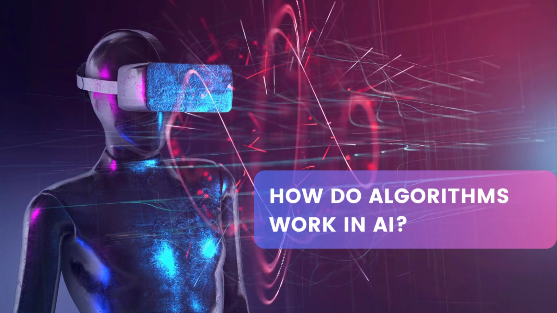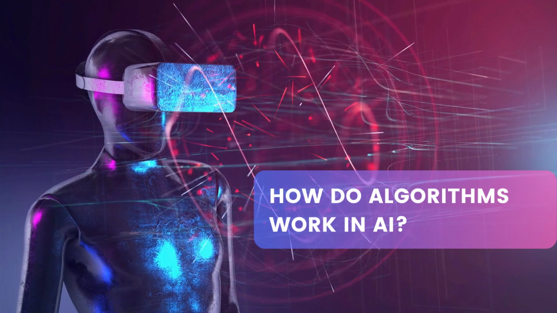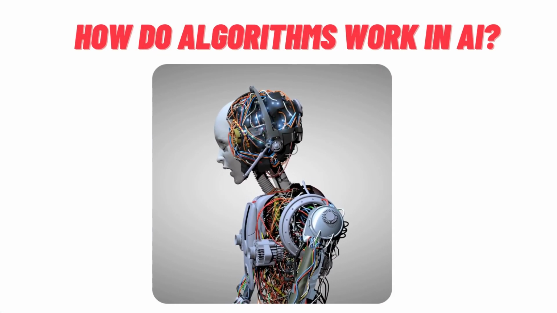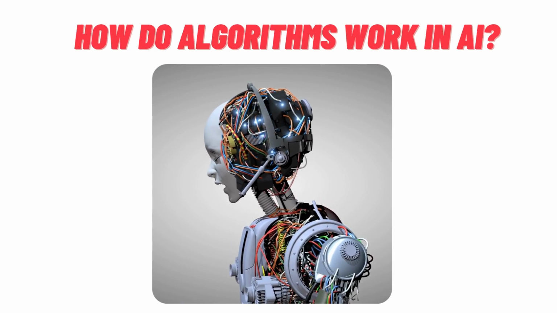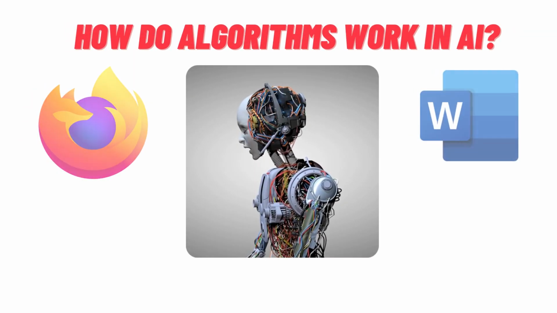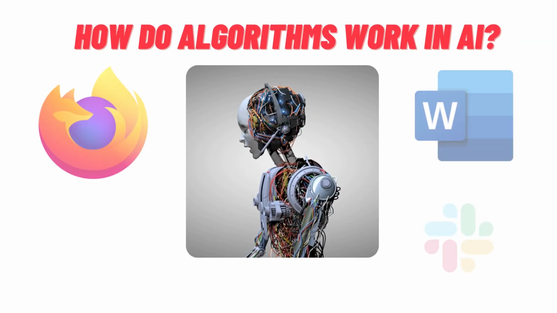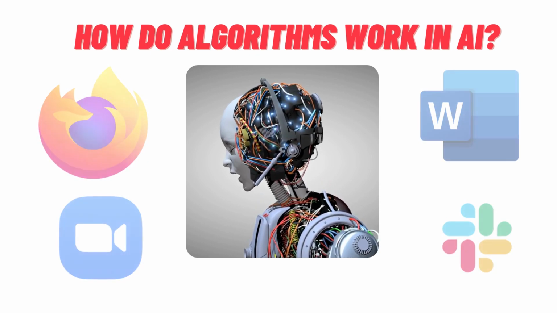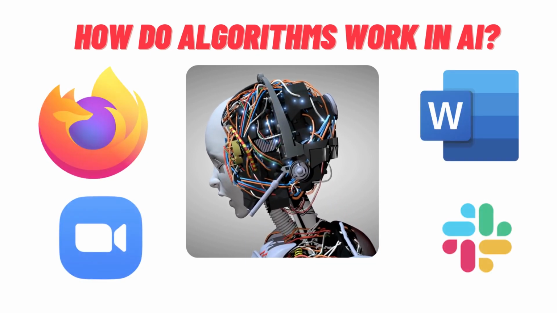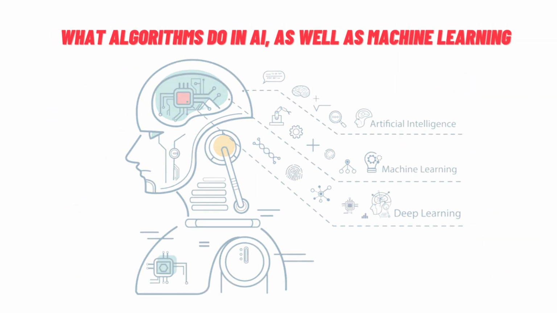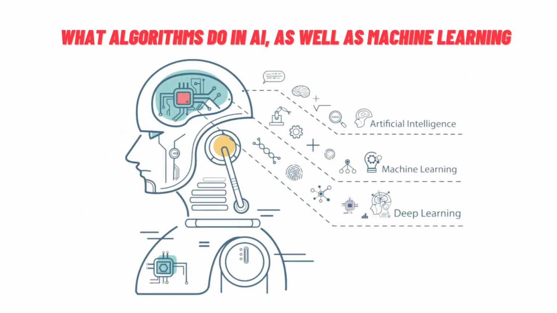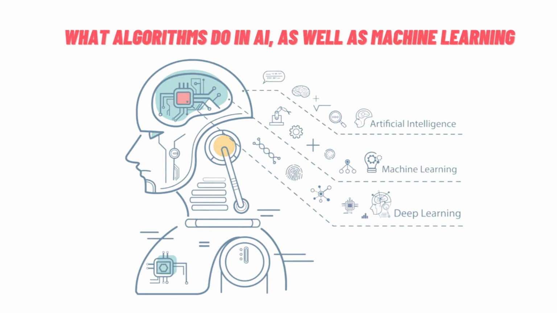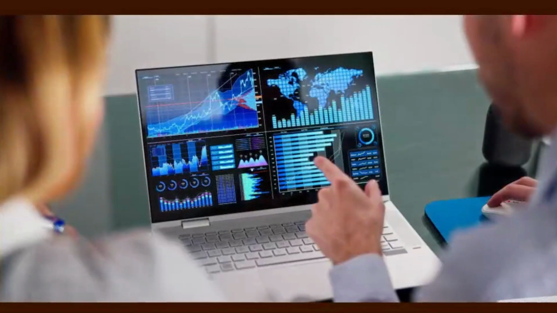How do algorithms work in AI? Fundamentally, artificial intelligence, AI, is a computer program. Meaning that, like Firefox or Microsoft Word or Zoom or Slack, any AI or machine learning, ML, solution you come across will be built from the ground up with algorithms. What algorithms do in AI, as well as machine learning, is variable. Broadly speaking, they define the rules, conditions, and methodology an AI will use when processing and analyzing data.